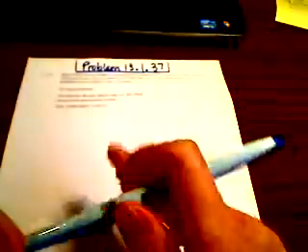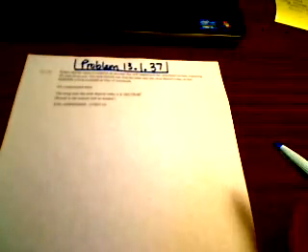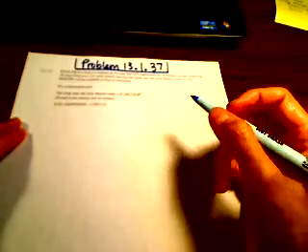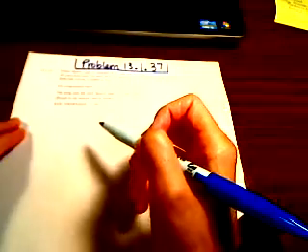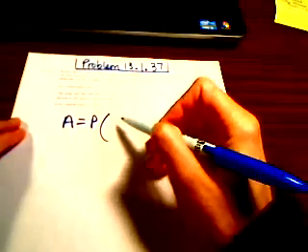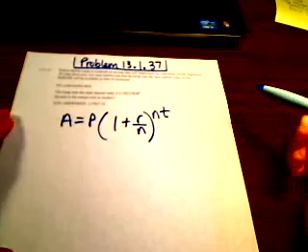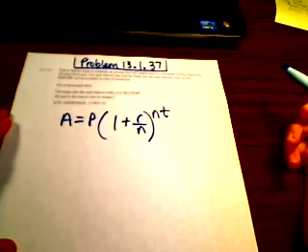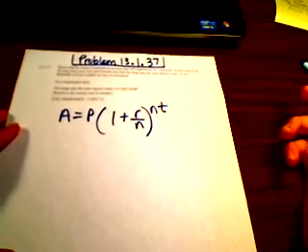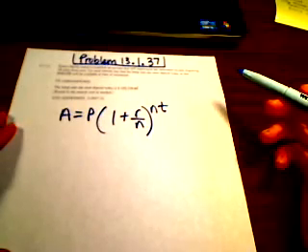compounded daily. Okay. All right, so the first thing is we have to identify what formula we're working with. And since it tells us that we're compounding daily, we know that we're working with the compound interest formula, and that's this formula right here. So we have A equaling P times 1 plus R over N to the NT. Okay. And then we're going to just identify each of the pieces in the problem that they're giving us.